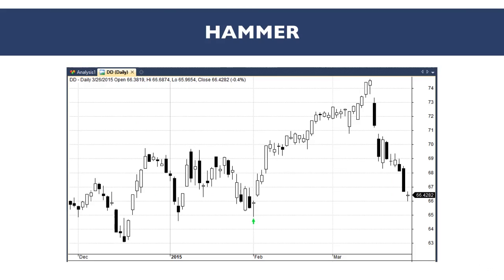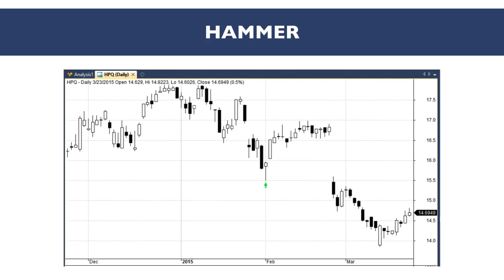Here's an example on the chart of DD, shown by the green arrow. You can see the longer lower shadow where the market has fallen, but then the stock has been bought back up by the bulls. And you can see this set in motion a decent upward move. Here's another example in the chart of HPQ, Hewlett & Packard.